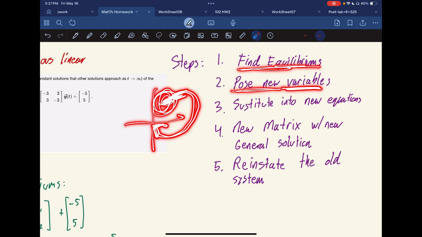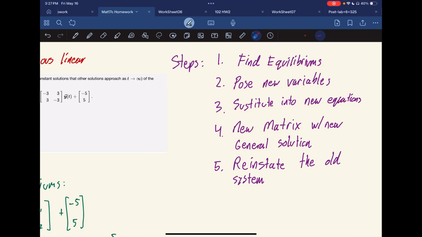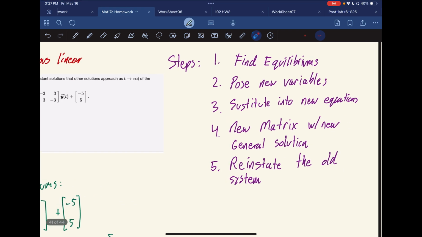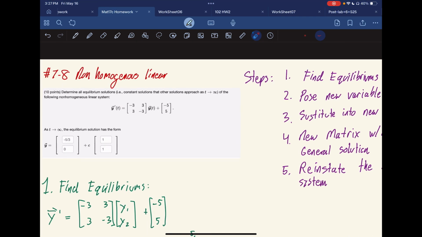Then, after we make our new matrix, after posing those new variables, we substitute it into a new system of equations. And then after that, we get a new matrix with a new general solution. After we get that general solution, then we turn it back into the original system, which is in terms of y of t here. And then from there, we can solve the problem.